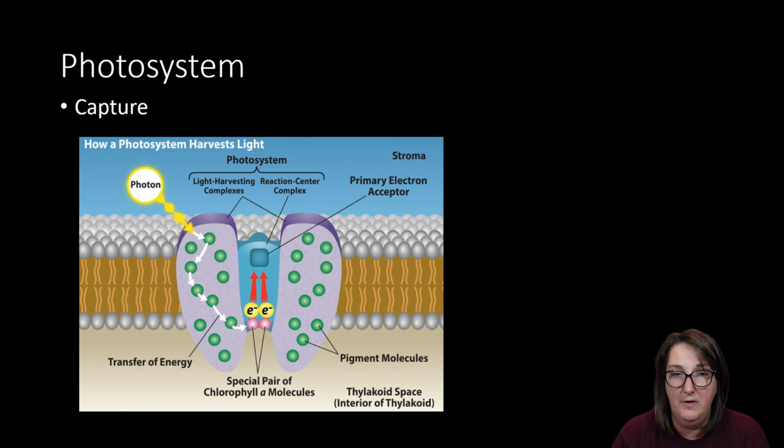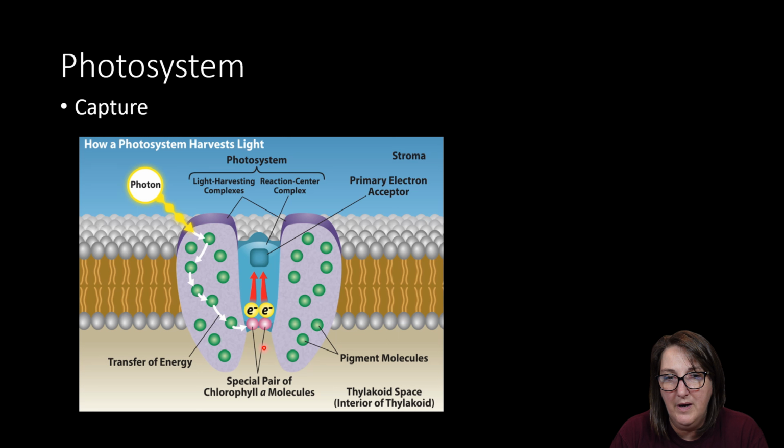So here I have a photosystem. This is going to be the little photosystem 2, photosystem 1. And these little green dots here, these are my pigments. The light comes in and gets these little pigments excited. They start to vibrate and they start to move. And this energy gets passed through these pigments.